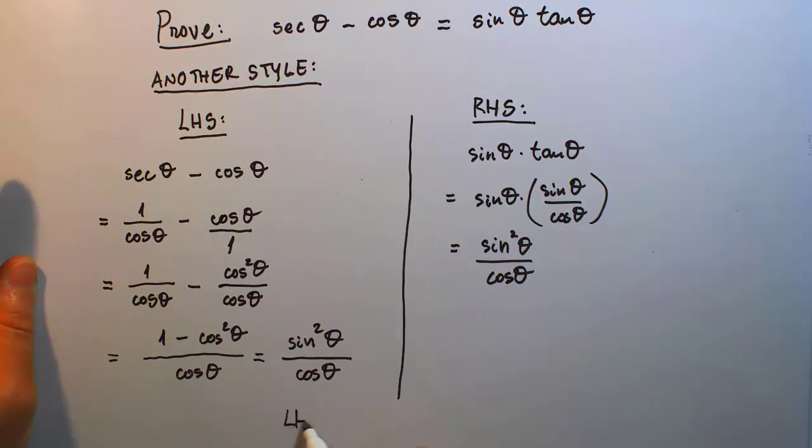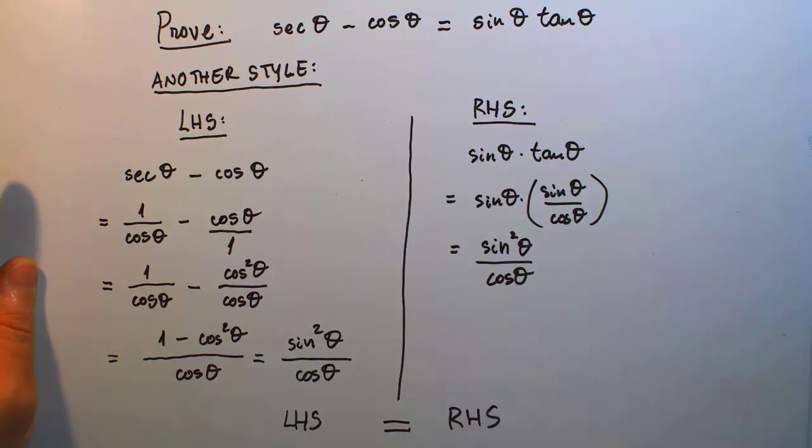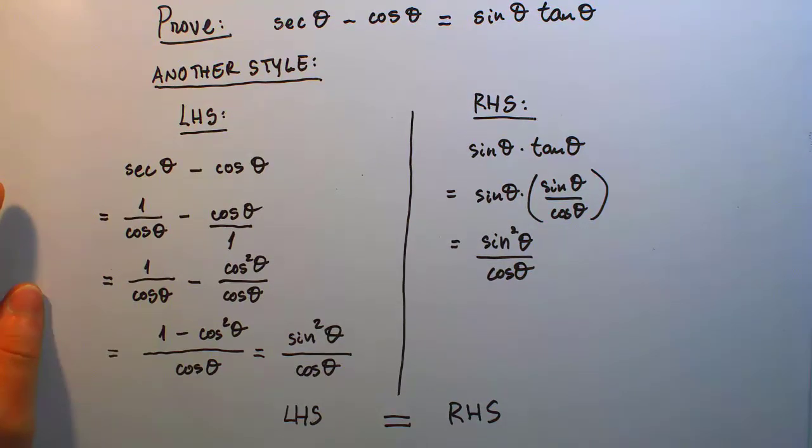So the left hand side, LHS, stands for the left hand side expression, and as we concluded here, it does agree with the right hand side. That's what I meant by the equal sign between the left hand side and the right hand side. And so that's how we conclude our proof.